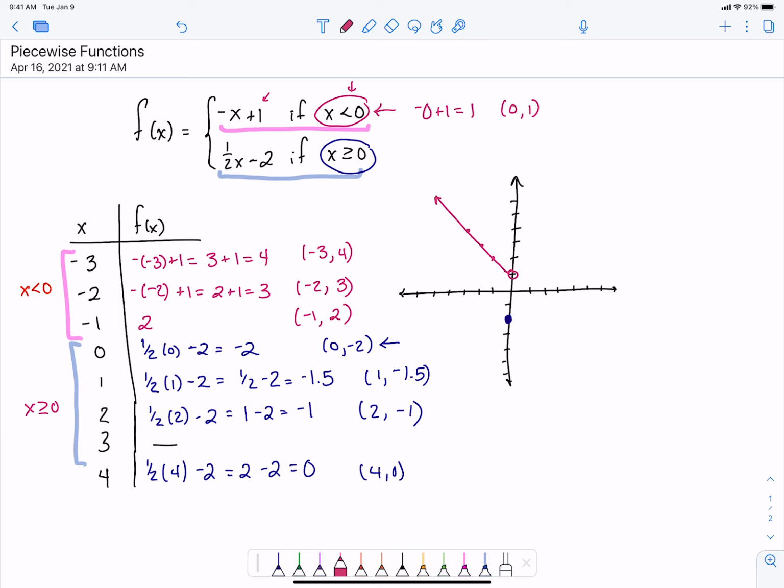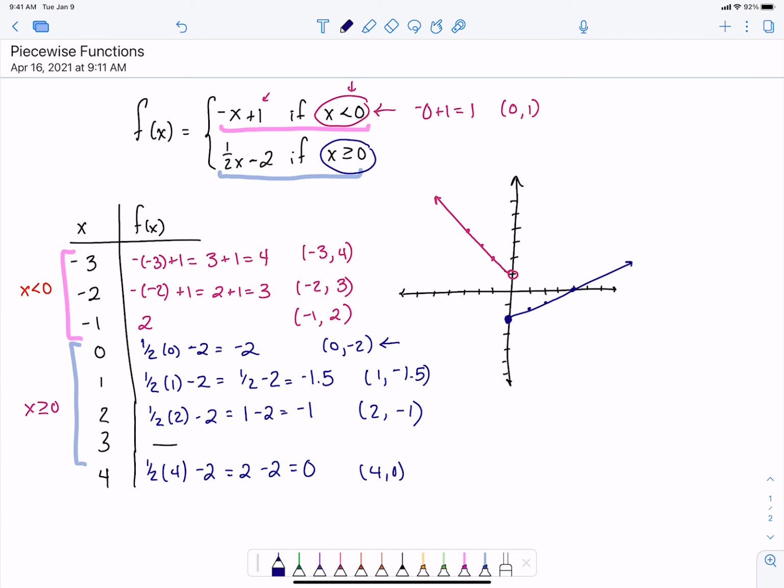So let's see, I switched to the wrong color there. 1, -1.5 is about right there. So 2, a little off there. There we go. (2, -1) is right there, and then we have (4, 0). And then we've got this line.